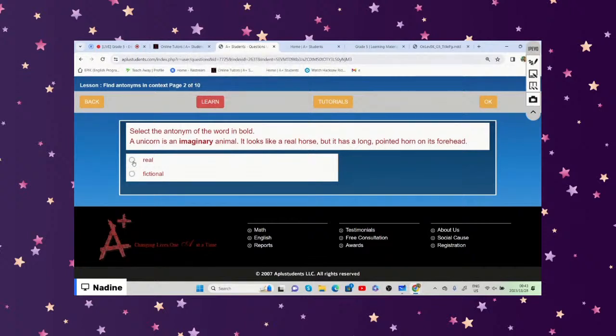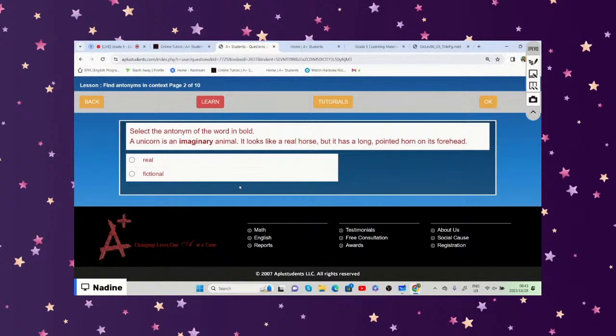A unicorn is an imaginary animal. So, imaginary. It looks like a real horse, but it has a long, pointed horn on its forehead. So, a unicorn is an imaginary animal. It looks like a real horse, but it has a long, pointed horn on its forehead. Imaginary.